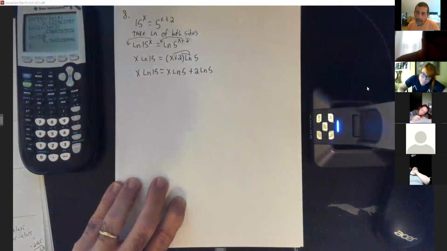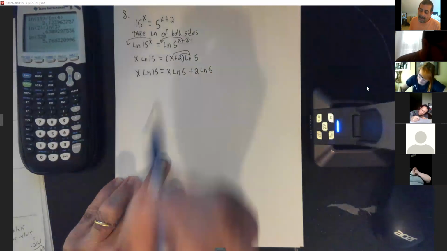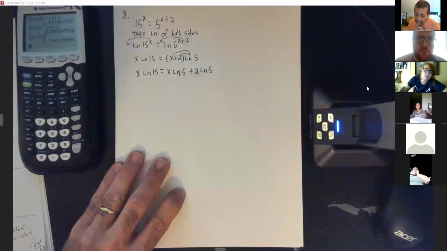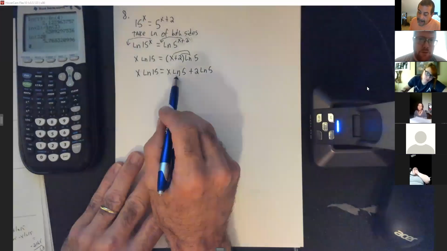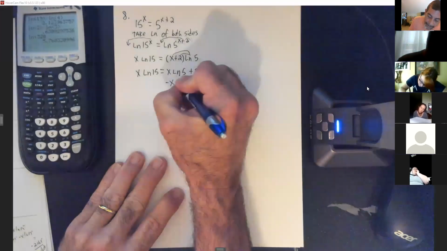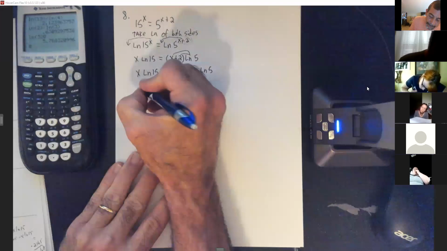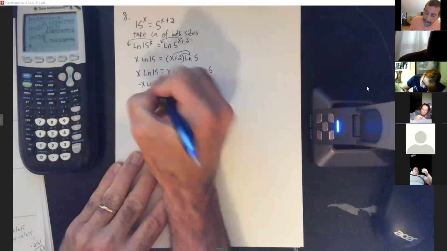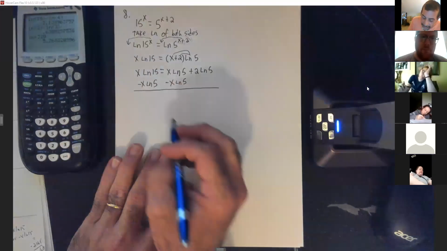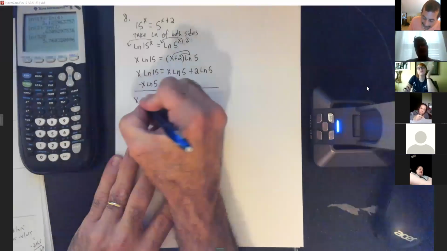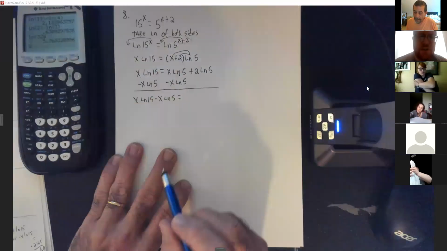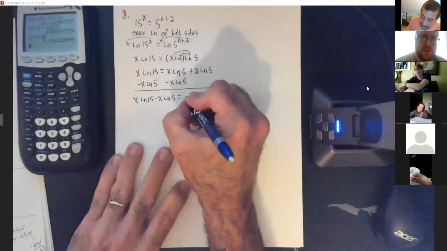So now remember, what are we solving for? The x's. So all these x's need to be on one side. So how about we subtract x ln 5 from both sides? So x ln 15 minus x ln 5, wouldn't that be x ln 10? And then this is 2 ln 5.